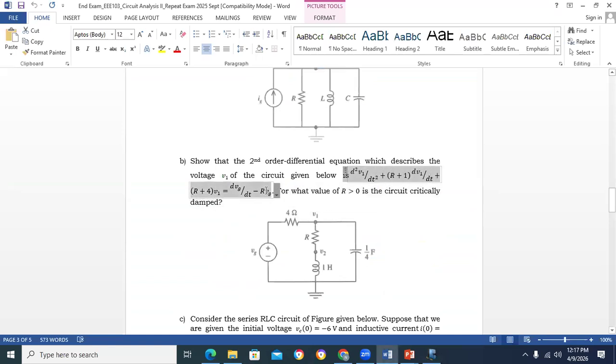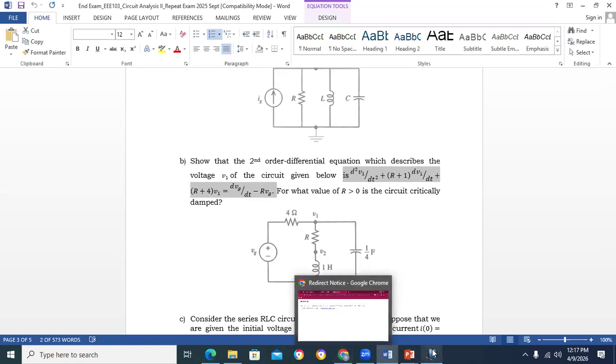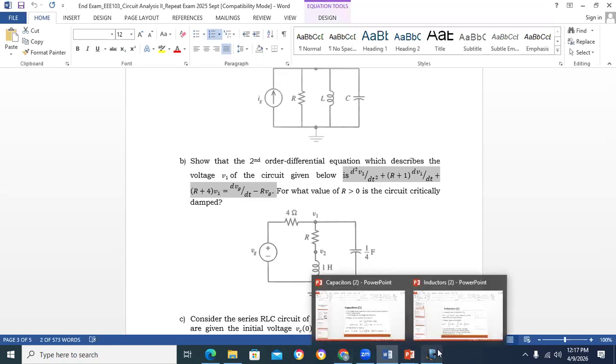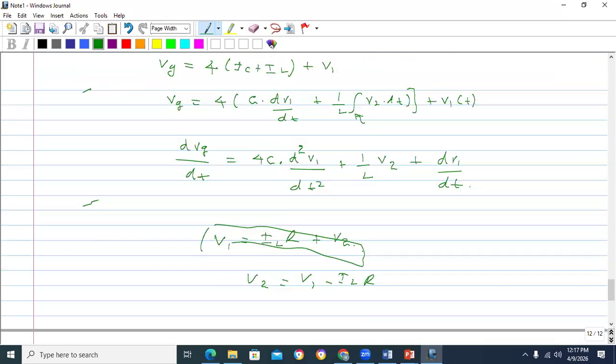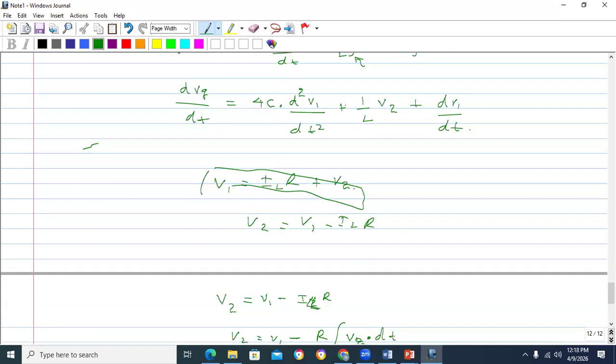So if you couldn't get this expression, your mark will not be reduced. Maybe 1 or 2 marks will be reduced, but other marks you will get for writing the correct equation, okay?